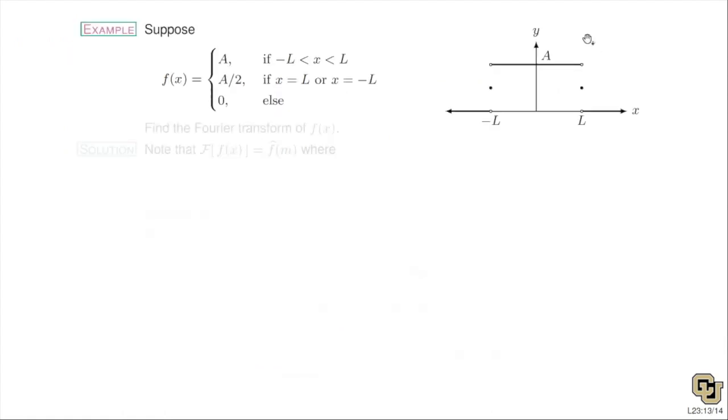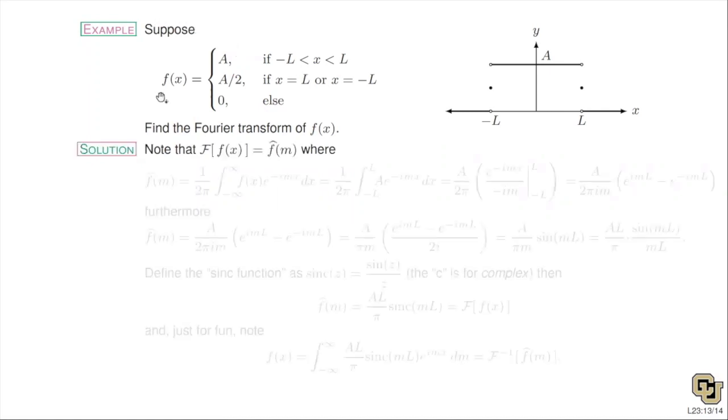So here's just a mechanical example of doing a Fourier transform. Basically, I want to find f hat of m if f of x is this function here. And you can see how it's defined. It jumps up between minus L and L. Outside of minus L and L, it's 0. And I've averaged it at the discontinuity, just to make it Fourier friendly. So here, just a mechanical problem. We just want to find f hat of m.